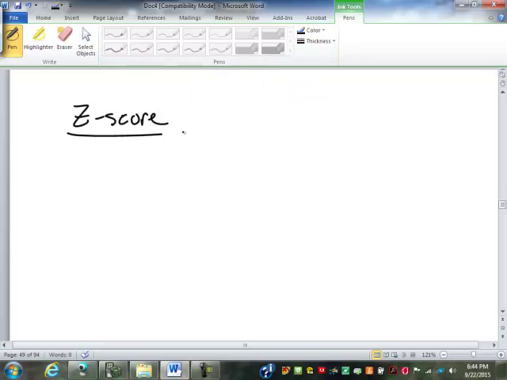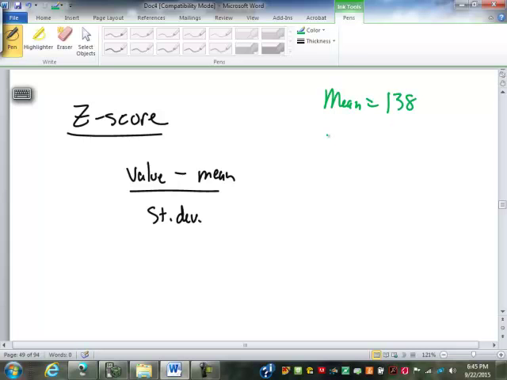Let's take a look here at just what a Z-score is. What a Z-score does is it takes a given value and subtracts the mean, or what's presumed to be the mean, of that population from it. Then it divides that difference by the standard deviation. So let's go back to looking at the houses, where the mean price of those houses was $138,000. The standard deviation was, what was it, $32,000? And let's say you find a house that has a price of $154,000.